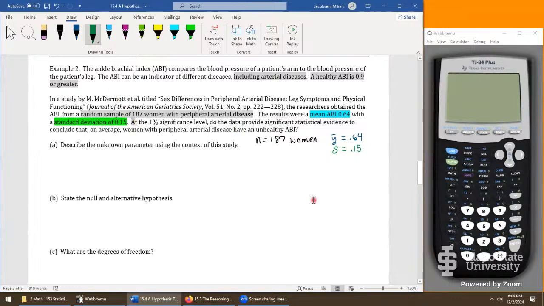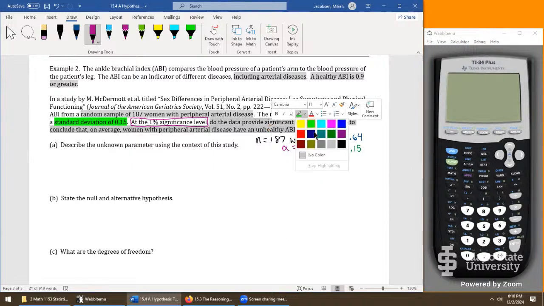They tell us next, we're going to do everything at a 1% significance level. That's a symbol too. That's the thing we compare a p-value against. From that, we should write out alpha equals 0.01. So that's our significance level. And from here, it goes on to ask, do the data provide significant statistical evidence to conclude that, on average, women with peripheral arterial disease have an unhealthy ABI? That's a specific research question. That's essentially your alternative hypothesis then. So let's give that a special color as well.